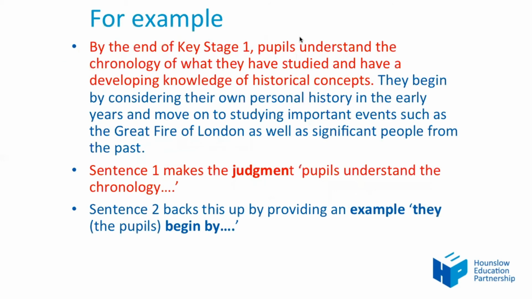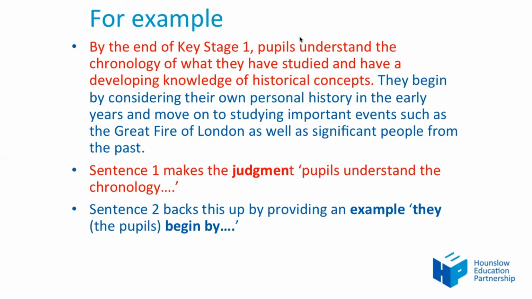So here's just one example. The red bit is the bit which I would say is making a judgment. If we read it through, it says, by the end of Key Stage 1, pupils understand. That's my judgment. And what do they understand? Because this is history, they understand the chronology of what they have studied, what they've been learning. And they understand because they've got a developing knowledge of historical concepts. So I've started off by making a judgment.